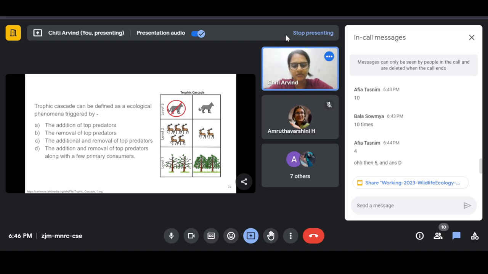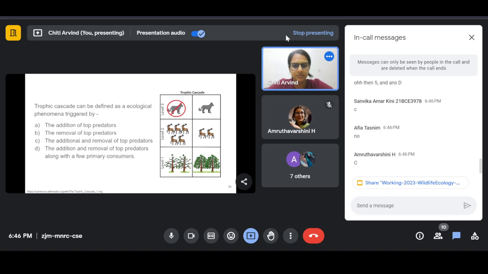Yes, no. Okay. Okay, so two people say C and two people. Okay, so now in the picture given alongside, could you tell me what is a trophic cascade out here?